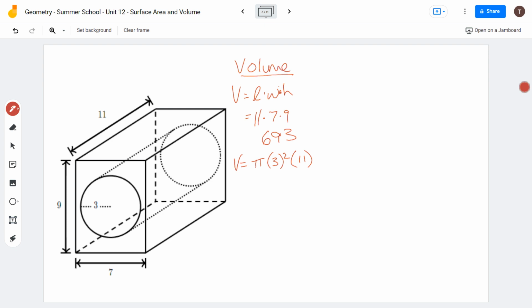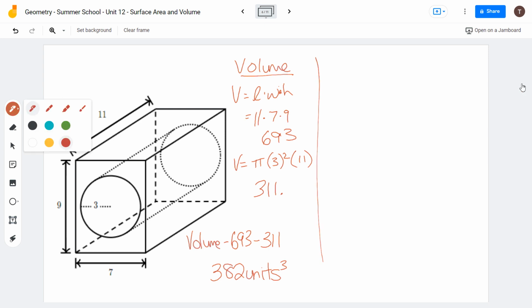So the cylinder is pi times 3 squared times 11, which is about 311 point, really just 311. Now, because this is a hole, I think to find the total volume, I need to do the prism minus the cylinder. So 693 minus 311 is 382. And I don't know what my units are, but volume is always units cubed because we take into account all 3 dimensions.